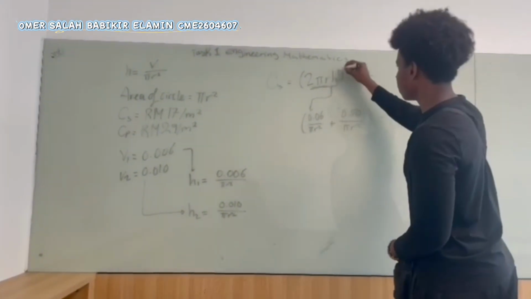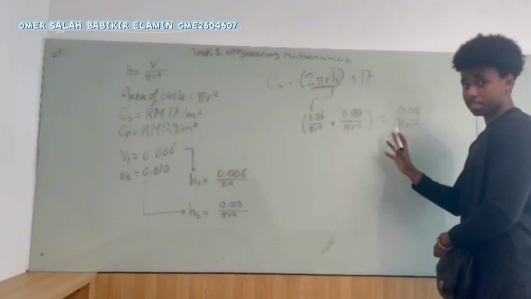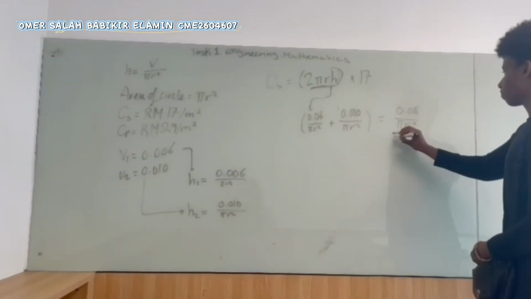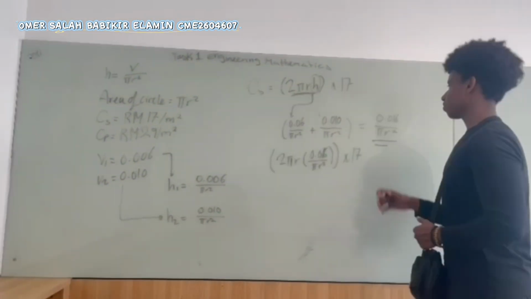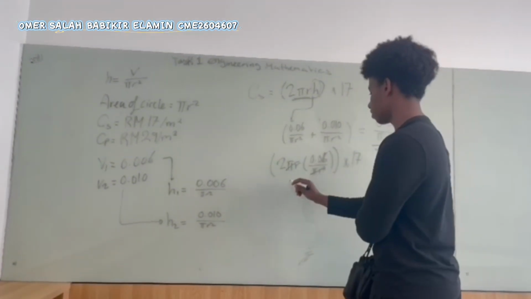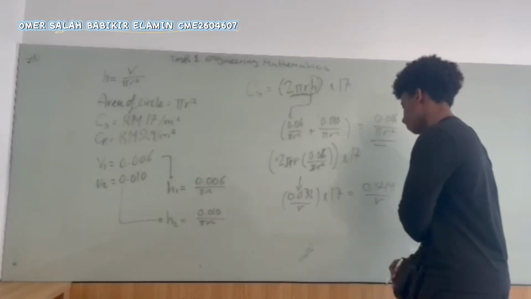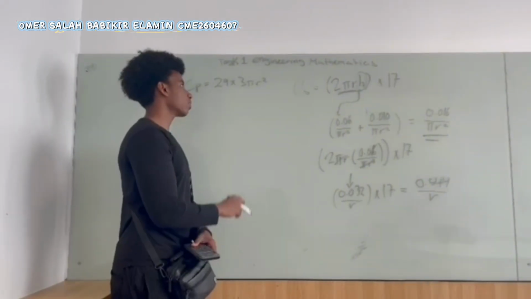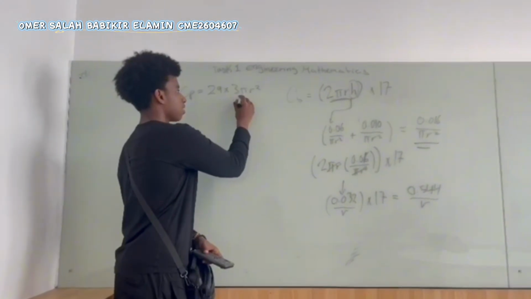So we need to plug in first the H value, which we're going to add up. The total H value will give us 0.016 over pi r squared. So subbing this into the equation, first this is going to cancel out with this, which will give us over r. Okay, so now we're going to have to find the cost for each area of the circle.